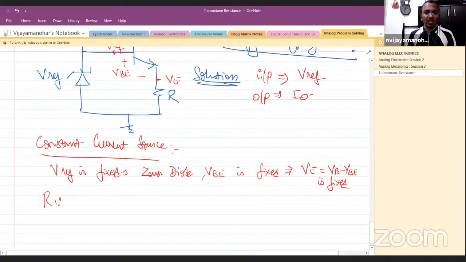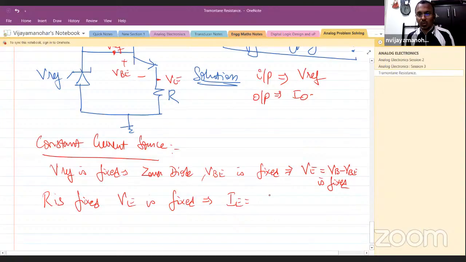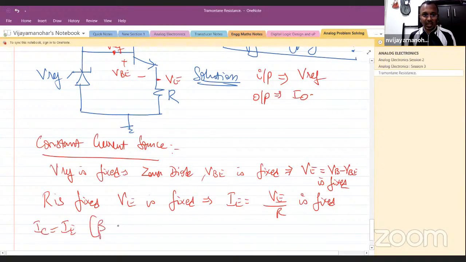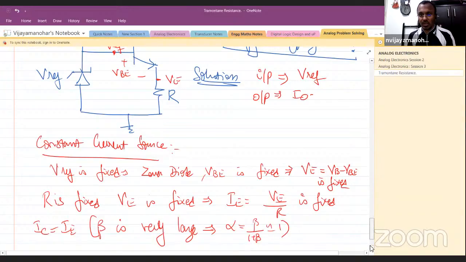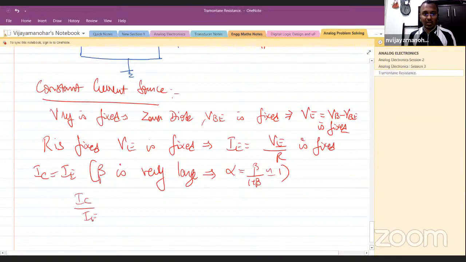Now R is fixed, VE is fixed, which implies IE equal to VE by R is fixed. It cannot change. And IC is equal to IE because beta is very large. Whenever I say beta is very large, what do I mean? Alpha equal to beta by 1 plus beta, which is approximately 1. That means IC by IE will be approximately 1, or IC is equal to IE. This is what I mean whenever I say beta is very large.